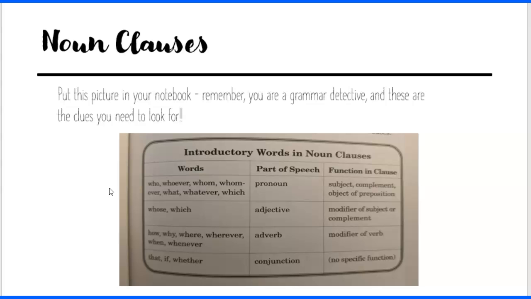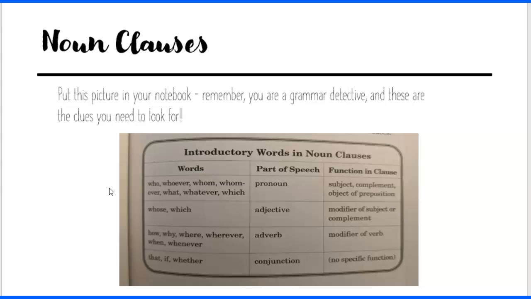Yeah, I've got all those mixed up. You're going to have a modifier of a verb. And if you have the words that, if, or whether, it's a conjunction. It's just joining the words. And sometimes we'll have no specific function. So hold on to this. The main thing that I use it for is that I keep all of these words in mind as I'm looking for the clause.